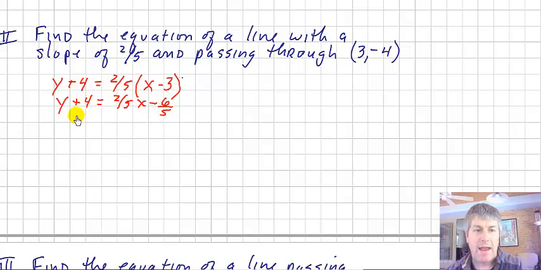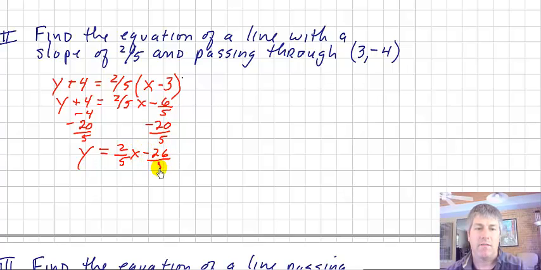And we will subtract 4 from both sides. But instead of subtracting 4, I'm going to do it in fifths, so I'm going to subtract 20/5. So we subtract 20/5 from both sides, and we get y equals 2/5 x minus 26/5. And that is the equation of our line in slope-intercept form. Now, if we wanted to put that into standard form, that would be easy enough to do.